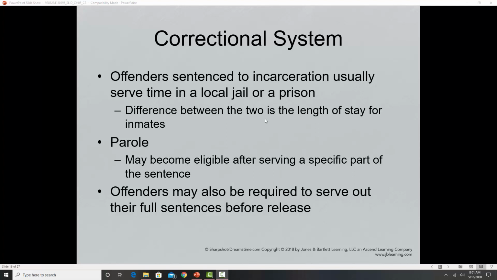When a person is given parole, they are now under community corrections, so they are not set free, so to speak. They have specific guidelines that they have to follow. They have to check in with the parole officer, so they're still followed in part of community corrections. And a lot of times offenders are required to serve out their full sentence before release. So somebody might be given 10 to 15 years and they're just required to serve a full 15 years. And that's just the way it is. Again, every state is different in terms of their sentencing laws.